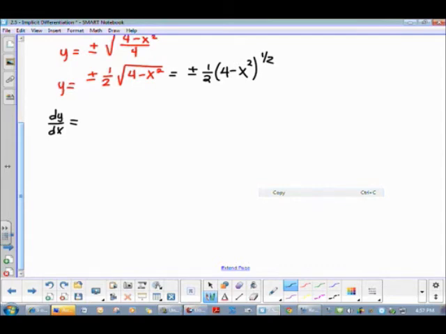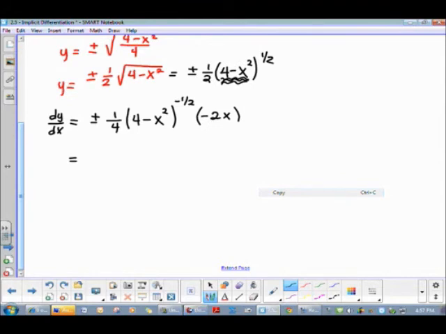Now you've got to think about your strategy here in which you want to use to take this derivative. Plus or minus drop straight down. We're going to multiply the 1/2 and the 1/2 to get 1/4. And then we've got the contents within the parentheses, 4 minus x squared raised to the negative 1/2. But the chain rule is going to be active here because we take the derivative of what's inside the parentheses. Derivative of 4 minus x squared would be our negative 2x.